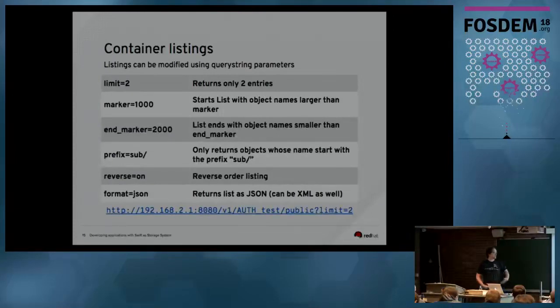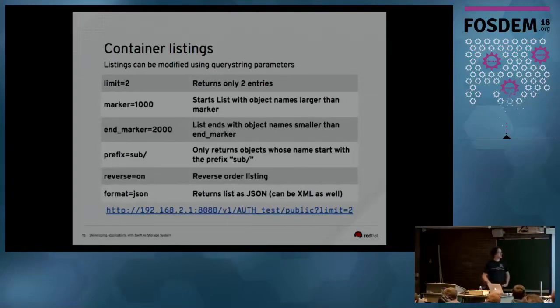These modifiers are especially useful if you paginate over a container with a lot of objects. Let's assume you have a container with 100,000 objects in it. You probably don't want to show that to the user on a single page. You want to iterate over that using multiple pages, and you do so by using markers, end markers, and limits. Like saying, okay, I'm starting here at entry number 1000 and continuing on the next page with entry number 2000, for example.